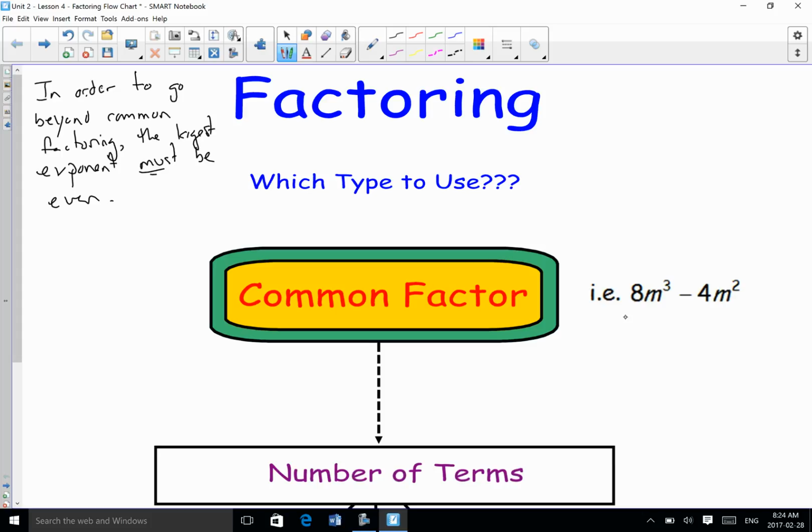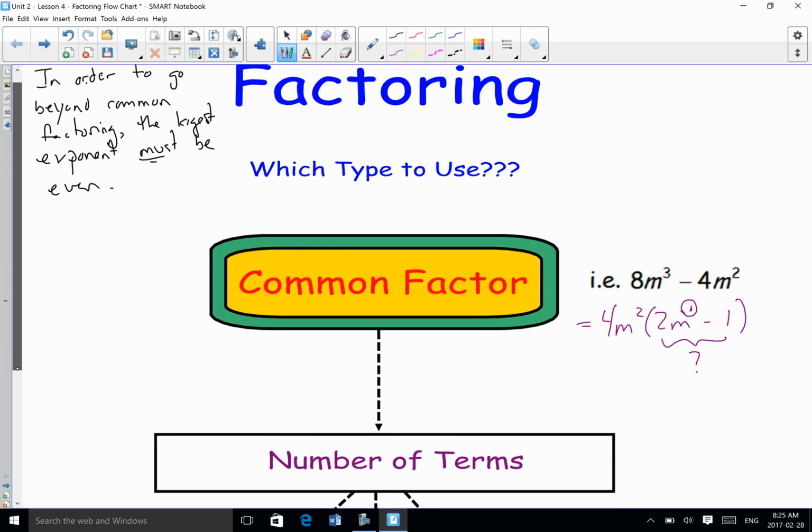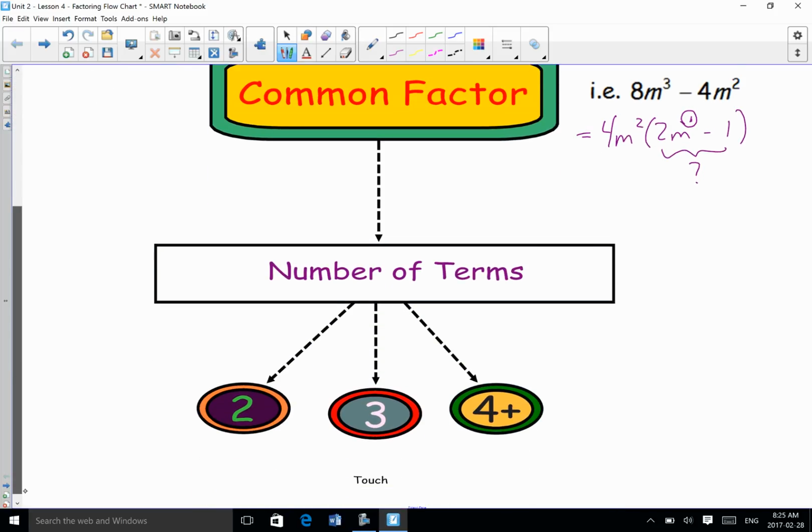If we common factor this one on the right here, we can take out a 4m squared, and we'll be left with 2m minus 1. We always want to check our brackets. Can we go further? So first of all, I'll check it. Do I have any exponents? If I do, and they're even, I might be able to go further. Now notice this has an exponent of 1. That's an odd number. I can't go any further. That's it. That's all. I've done that question. Okay. Always check your brackets, kind of a key.